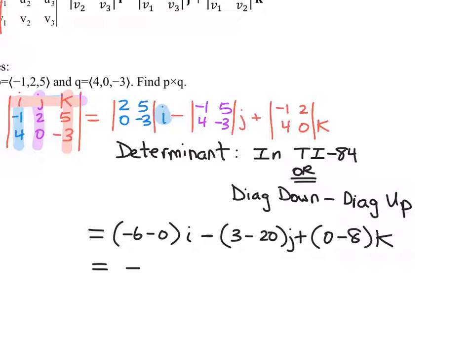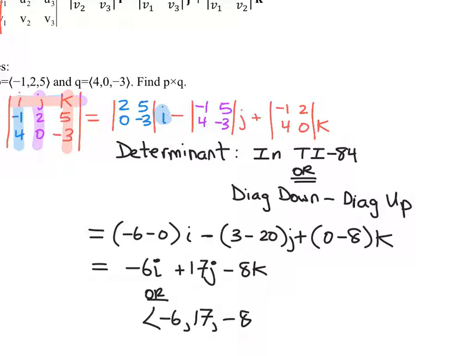So we're looking at -6I. 3 minus 20 is -17. Negative, negative, so plus 17J. Minus 8K. Or you could put it in component form. You could write it as -6, 17, -8. Either way.